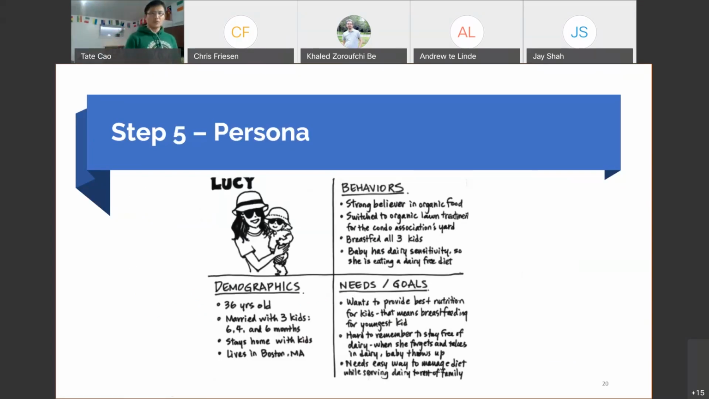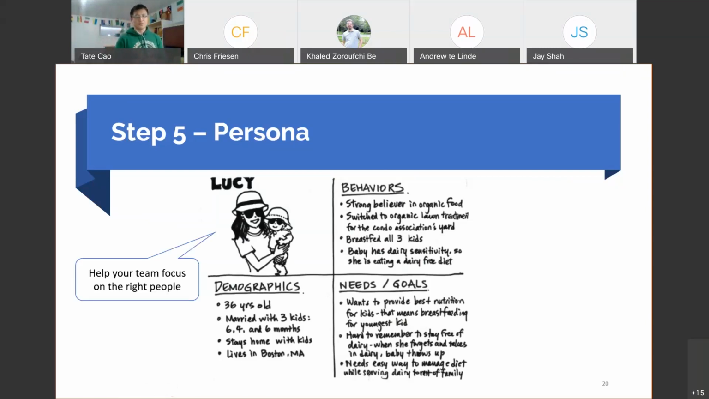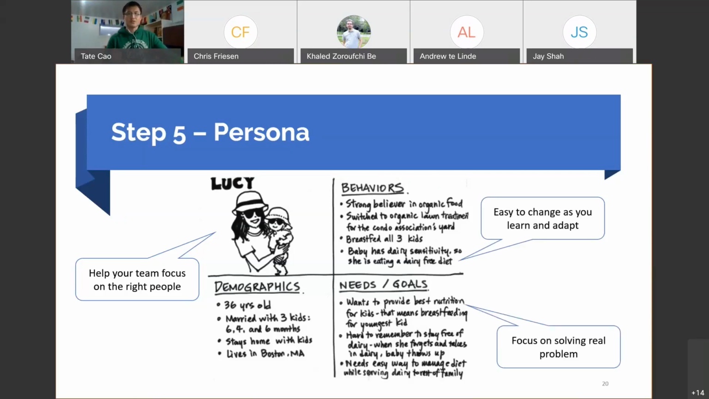With that, we need to move on to the next step, because now you actually should have a persona. You can accurately describe that person. This information will help you focus on the right person. You need to know their behaviors. You can accurately describe, okay, a customer Lucy, she likes organic foods. We know that. She typically likes to breastfeed all 3 kids. Health is important. So we know these are all her habits, and we can target on that. And you also need to focus on solving a real problem, like what they need. All of those will help you focus your energy and actually be successful.